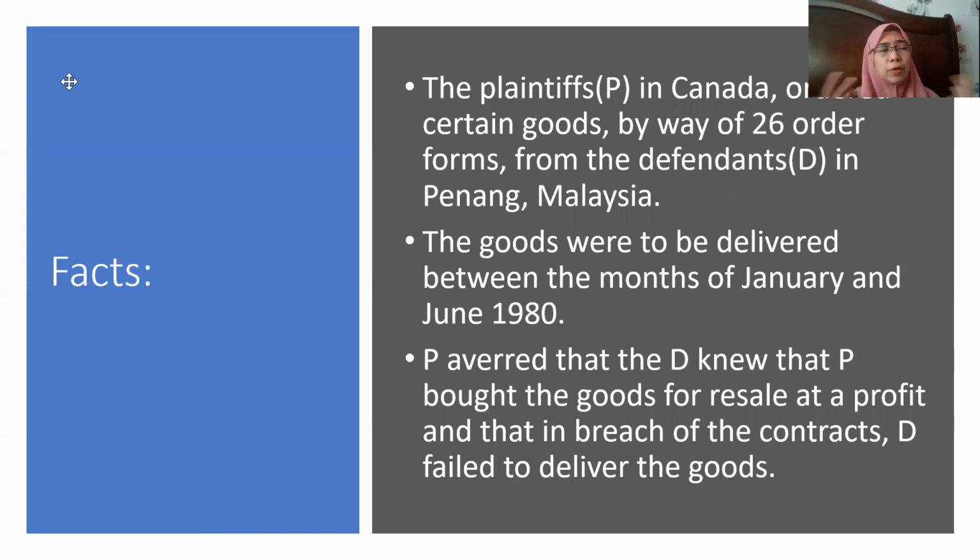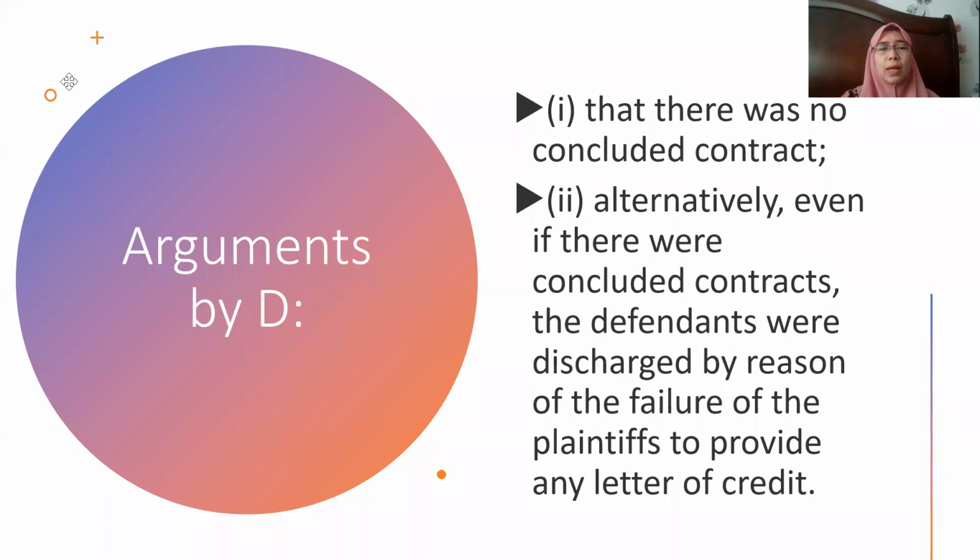Meaning that here we are buying the goods for the purpose of reselling them at a profit. Later there was a breach of the contract, and the defendant, who was supposed to supply the goods, failed to deliver the goods to the plaintiff in Canada. The defendant argued that there was no concluded contract, and in the alternative, even if there were a concluded contract, the defendant was discharged by reason of the plaintiff's failure to provide any letter of credit.